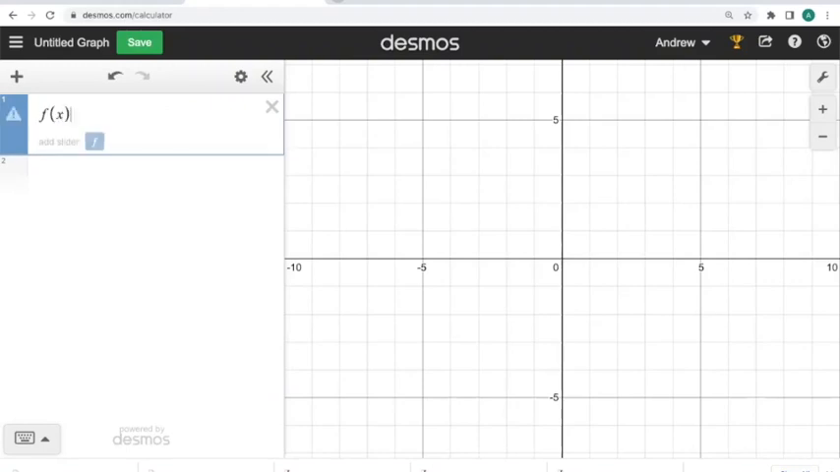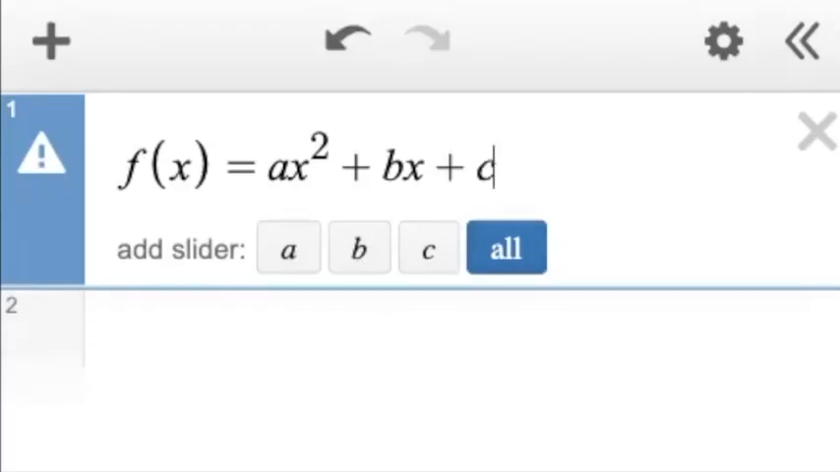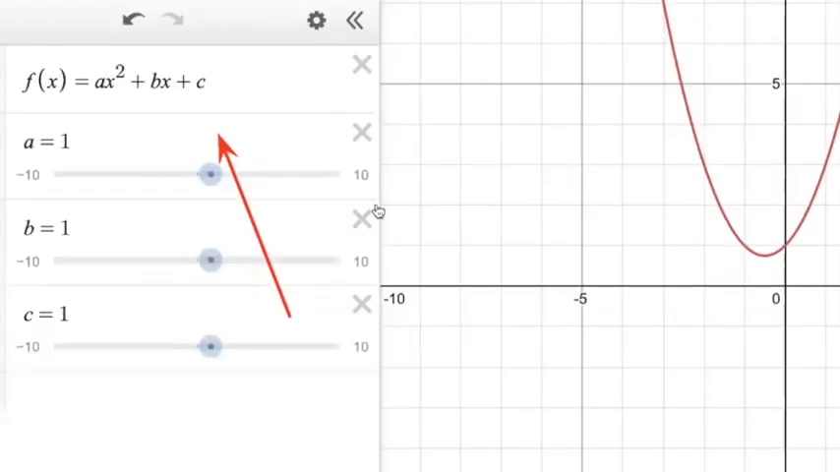So we are investigating this parameterized family of functions that has the form f of x equals ax squared plus bx plus c. And Desmos will ask me if I want to have a slider, and I will say yes, I want all of these to be sliders. So I will click the all button, and now that produces A, B, and C, which are sliders that I can drag around.